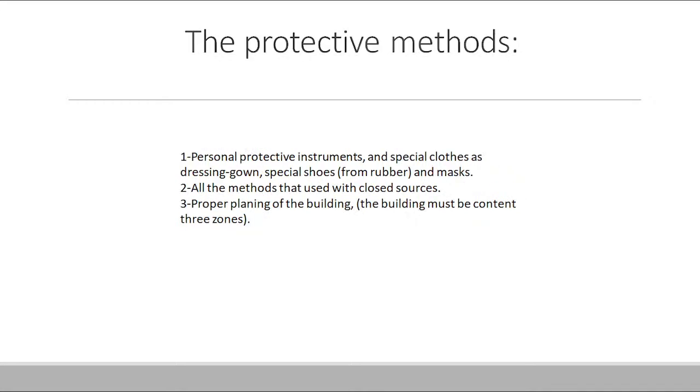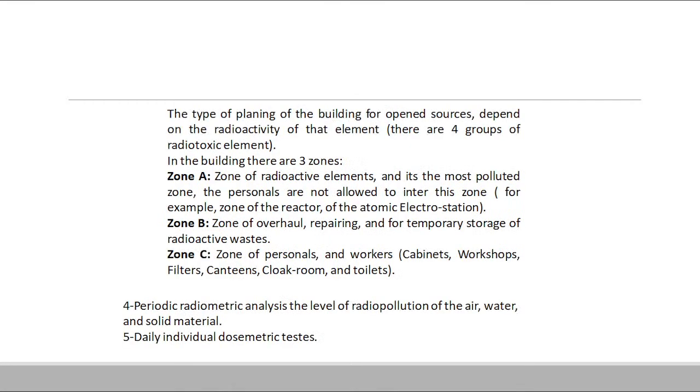The protective methods: first, personal protective instruments and special clothes such as dressing, special shoes and masks. Second, all the methods that are used with closed sources. And number 3, proper planning of the building. The building must contain free zones. The type of planning of the building for open sources depends on the radioactivity of that element.